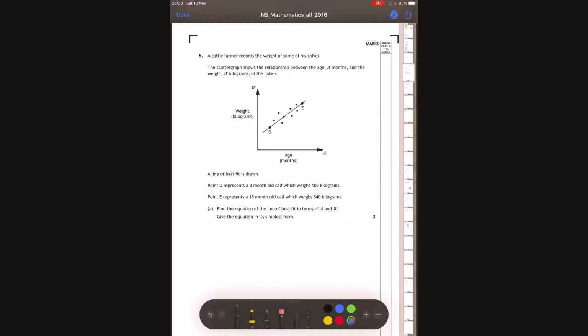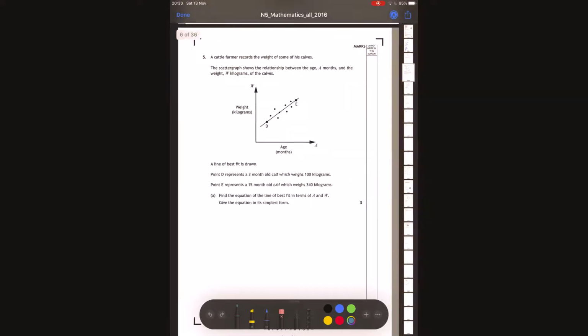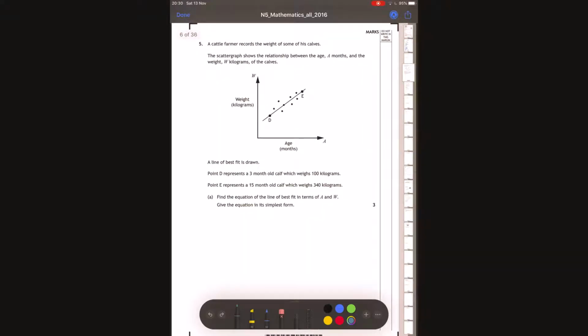Straight line. Question 5, paper 1, 2016. So we need to find the equation of the line in its simplest form. So what are we going to need? The gradient, a point on the line, and y minus b equals m bracket x minus a. So those are the 3 things we need. So we're going to start with the gradient.